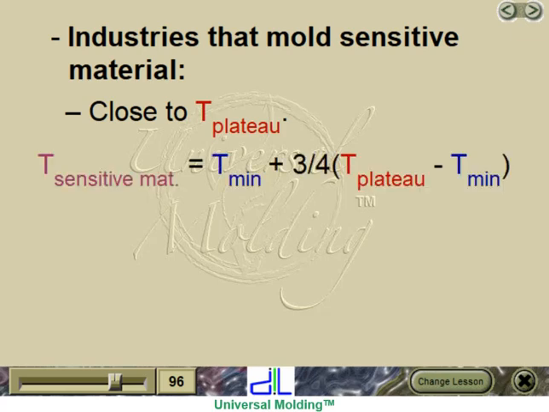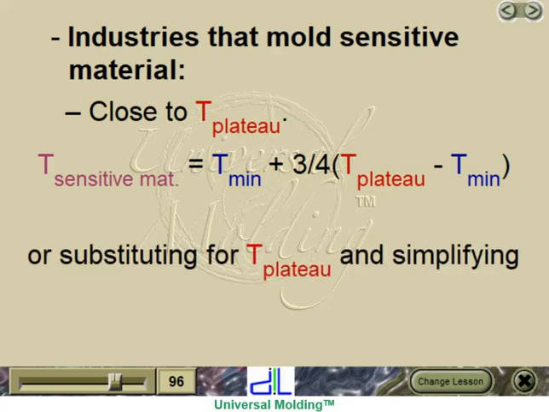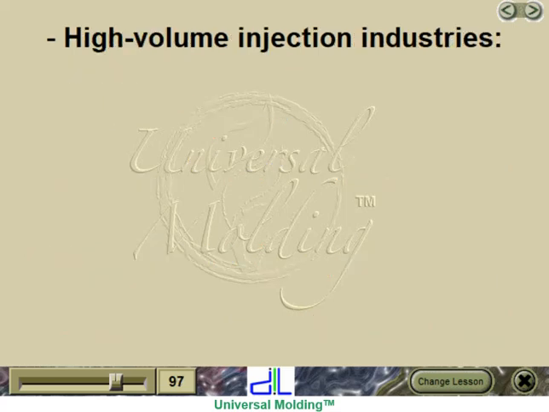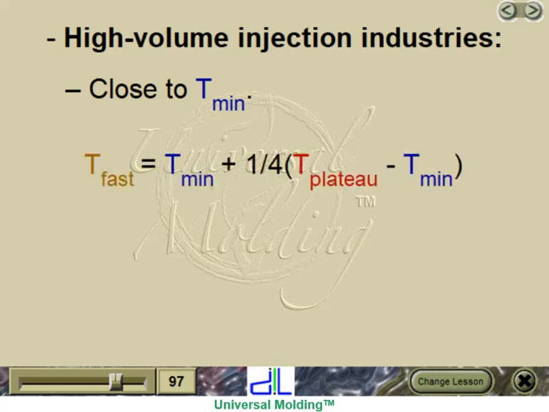T for sensitive material equals T minimum plus 3/4 of the difference between T plateau and T minimum. Or substituting for T plateau and simplifying, T for sensitive material equals T minimum plus the difference of T max and T minimum divided by 12. High volume injection industries should be close to T minimum. T fast equals T minimum plus 1/4 of the difference between T plateau and T minimum.